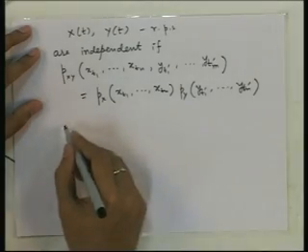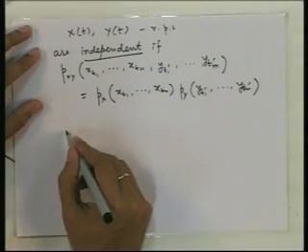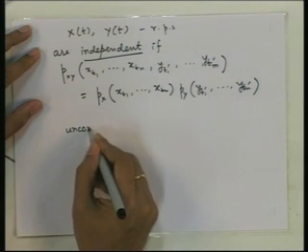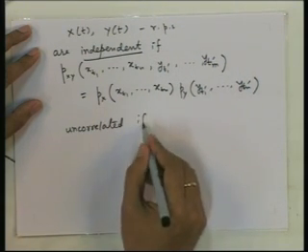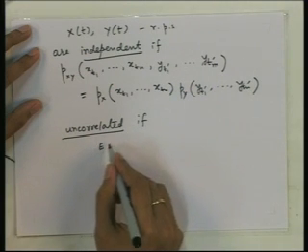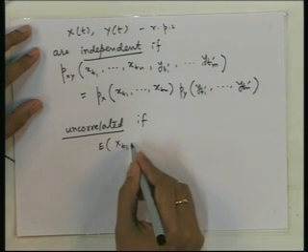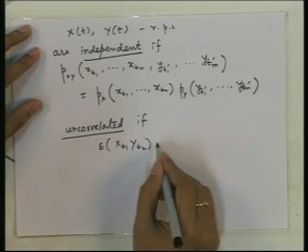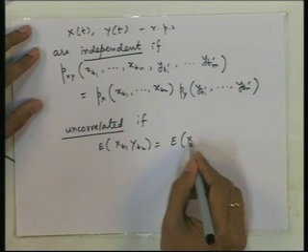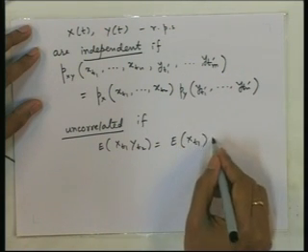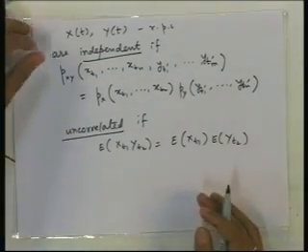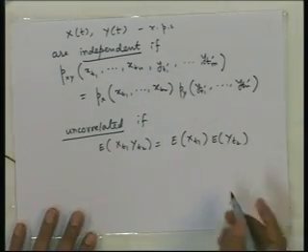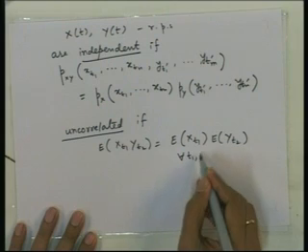And they are called uncorrelated if the expectation of X(t1) Y(t2) is the expectation of X(t1) times the expectation of Y(t2). These are all usual definitions. This is for all t1 and t2.